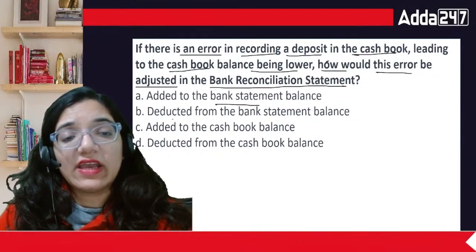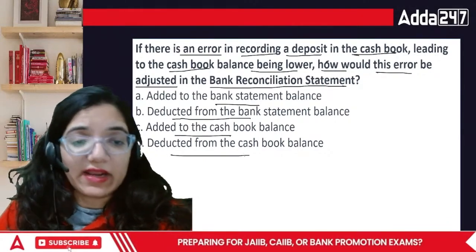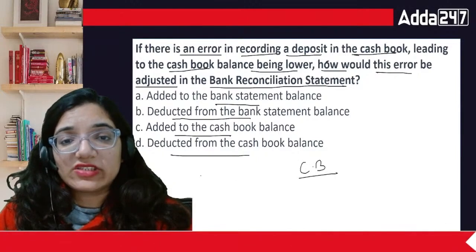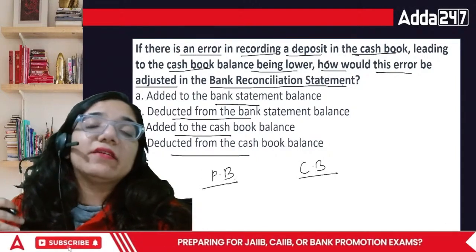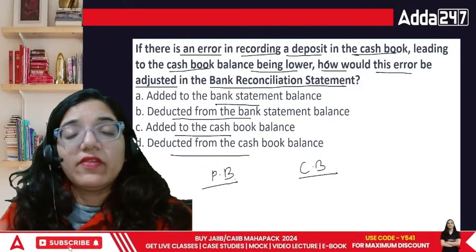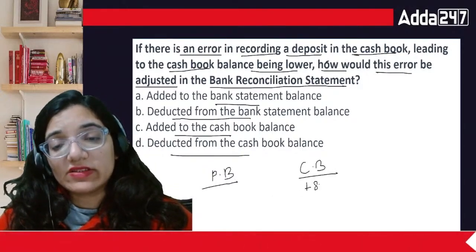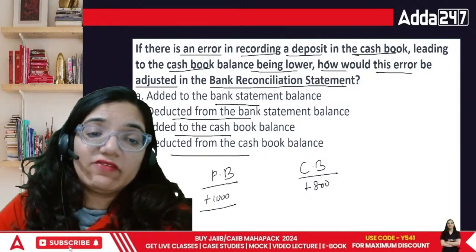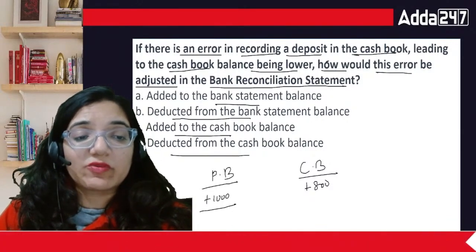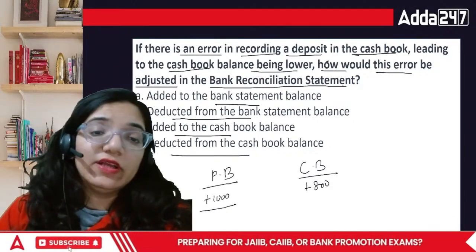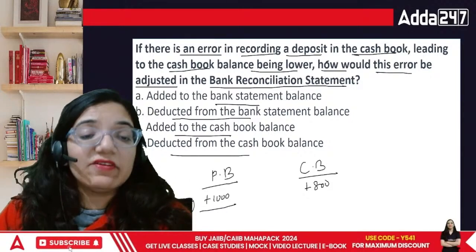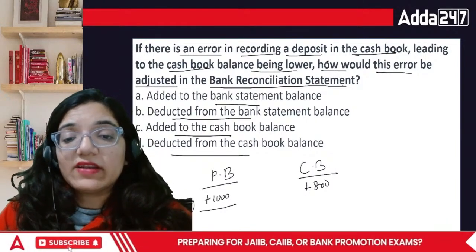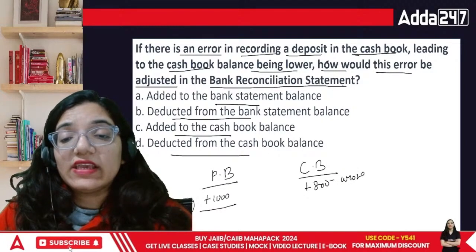Added to the bank statement, deducted from the bank statement, added to cash, or deducted from the bank. If there is an error in recording the deposit, it means in the cash book I made a mistake. In the passbook a deposit of 1000 rupees was made and I had no clue about it, as I somehow wrote it as 800 in my cash book. But in my passbook, I have noted that I have deposited 1000 rupees. If I have deposited 1000 rupees in my bank, so what will happen? The moment I come to know that in my passbook there is a variation, they will ask why there is a variation. I'll say the reason is I deposited 1000 but I wrongly noted it as 800.